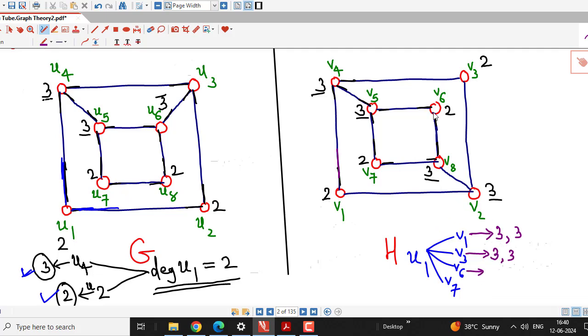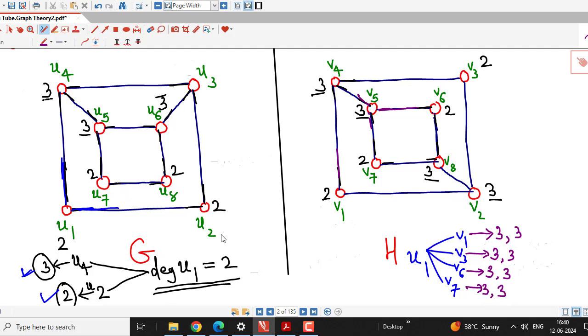Similarly, v6 is adjacent with v5 which is of degree 3 and v8 which is also of degree 3, and v7 is adjacent with v5 and v8 which are both of degree 3.